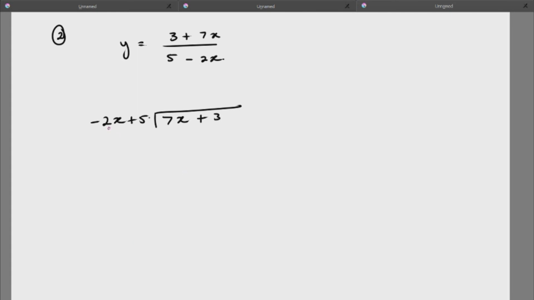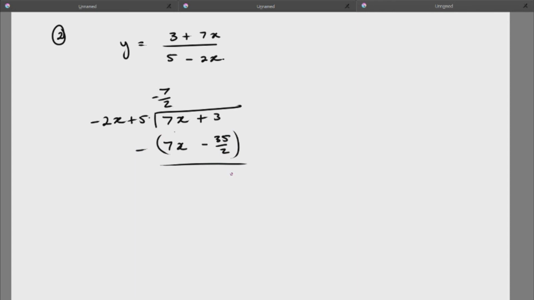Now, I compare the leading terms. Negative 2x goes into 7x, negative 7 over 2 times. And often these numbers aren't the nicest ones. Negative 7 over 2 times the whole thing times negative 2x. By design, I should get 7x. And negative 7 over 2 times 5, maybe I want to leave it as negative 35 over 2. Then subtract the whole thing.